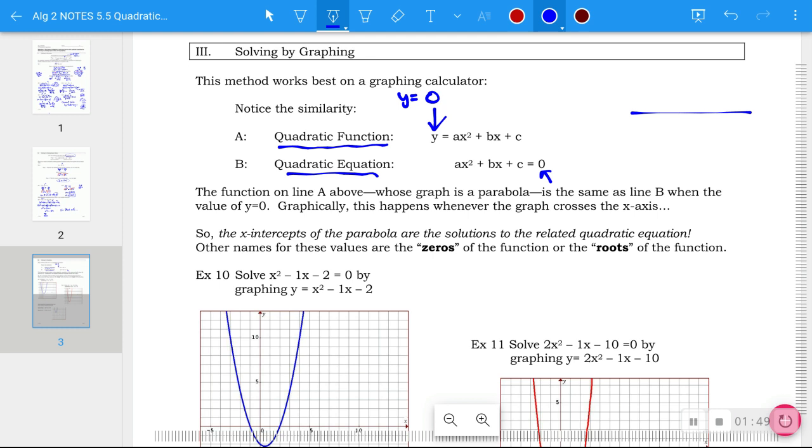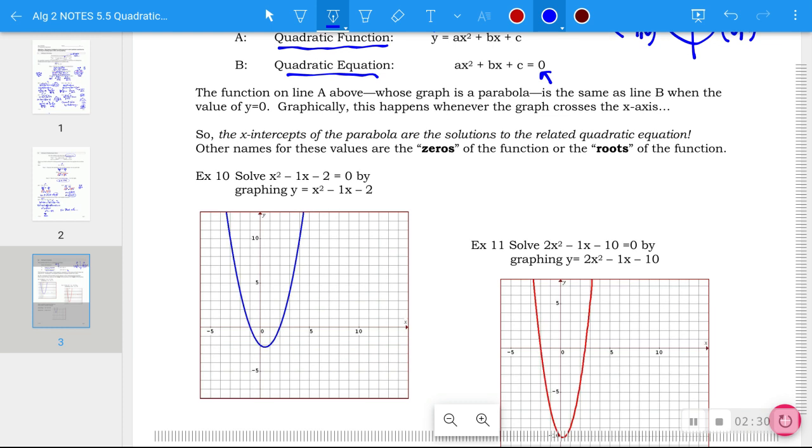Now, the only place on a parabola or any other graph where the y value equals 0 is where it hits the x-axis. So that might be 3, 0 there, or it might be negative 4, 0 on the other side. So our goal here is to find out where the y equals 0, in other words, where it hits the x-axis. And if you can find those x-intercepts, you've found your answers to the quadratic equation. So the upshot's pretty simple here. You graph it and find out where it crosses the x-axis.